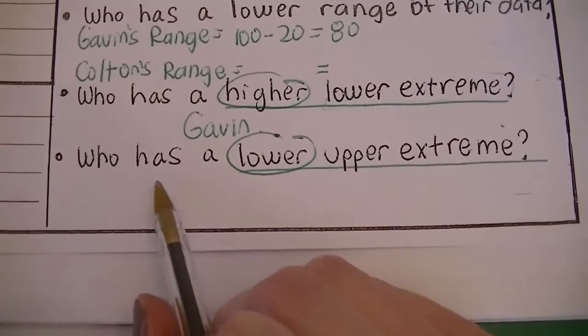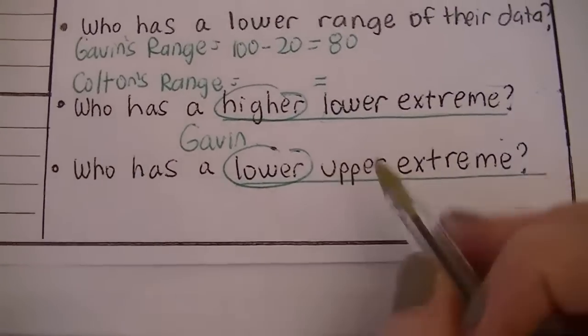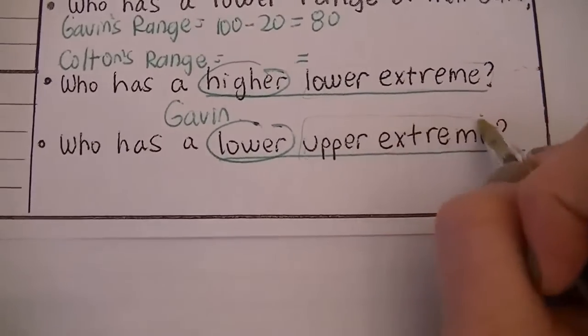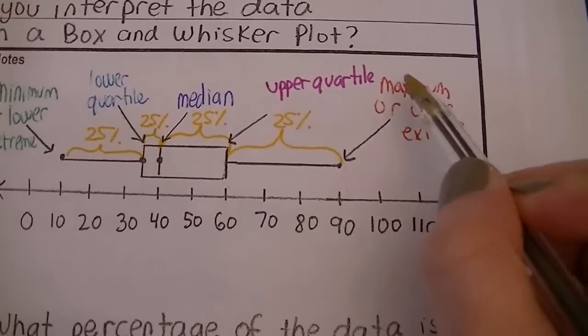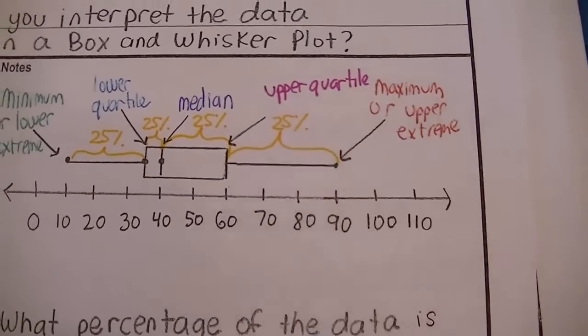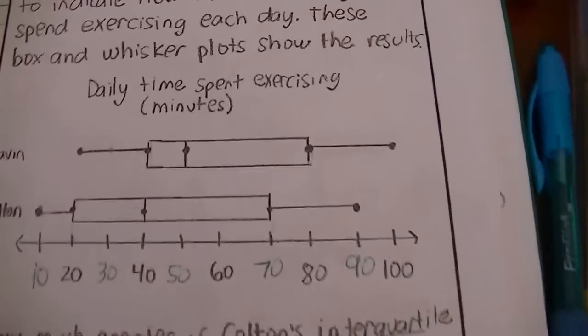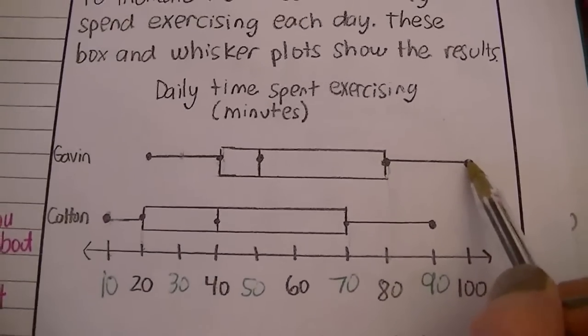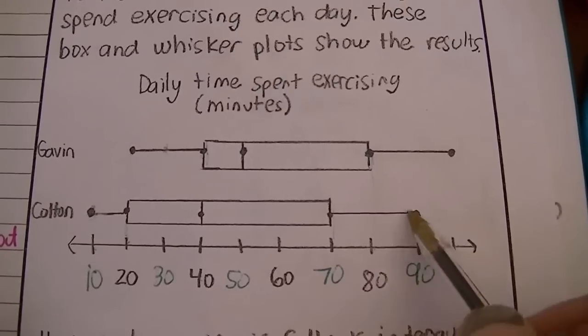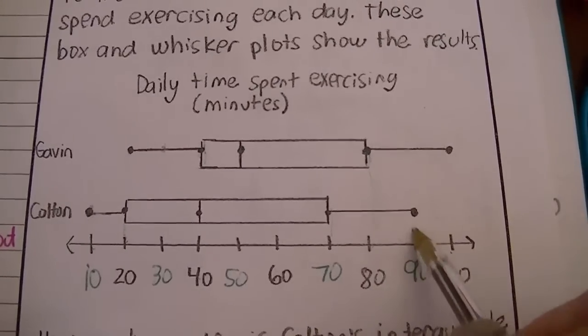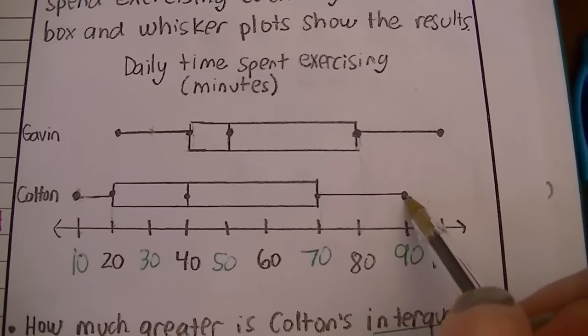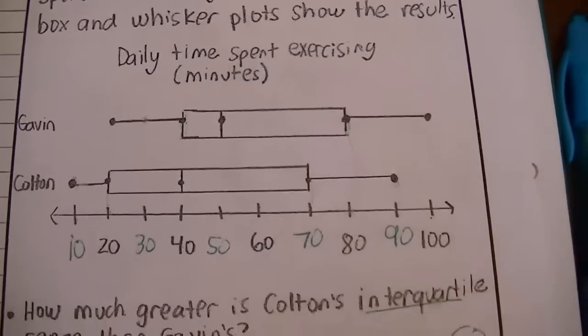Okay, the next question says, who has a lower upper extreme? So we want an upper extreme, which is also known as the maximum. It's the one right there on a box and whisker plot. And we're looking for the lower upper extreme. Here's the upper extreme for Gavin, which is 100, and here's the upper extreme for Colton, which is 90. We're asking for a lower upper extreme, that would be Colton.